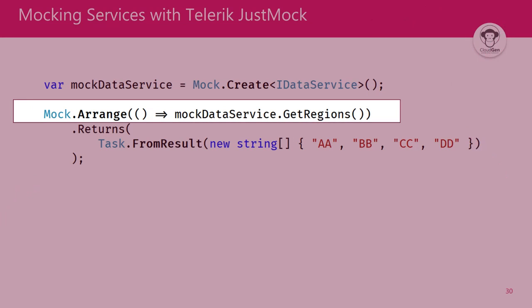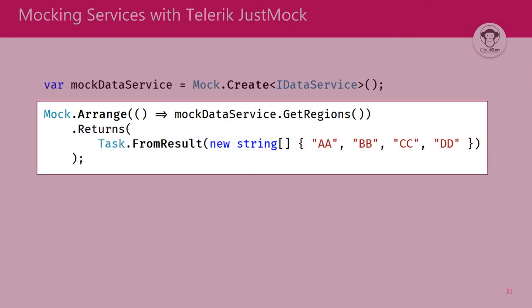Once I have that mock data service, if there is a specific property or method on that mock instance that I would like to take control of and have some sort of defined output for, I can say mock.arrange, and I can arrange that mock to return a specific output when that method is called. So instead of going out and making an HTTP request or maybe hitting a database, this mock data service is just going to return a known set of strings back to me.